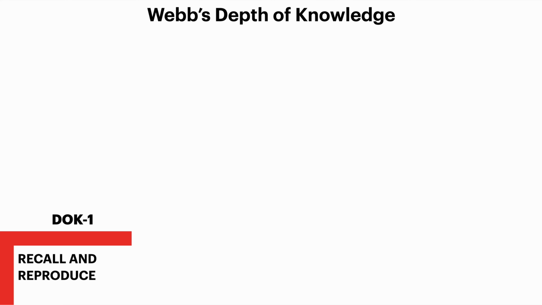When you assign a learning objective to Webb's DOK, you determine the level of thinking required of the task. Tasks at DOK Level 1 are focused on remembering and reproducing what has been learned. For example, in a unit on climate change at DOK Level 1, learners can identify examples of climate change.